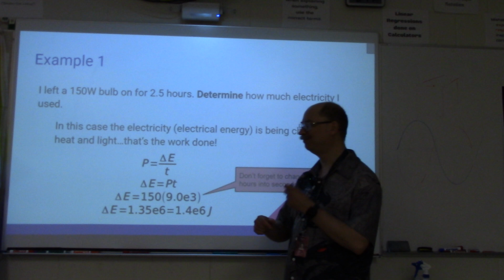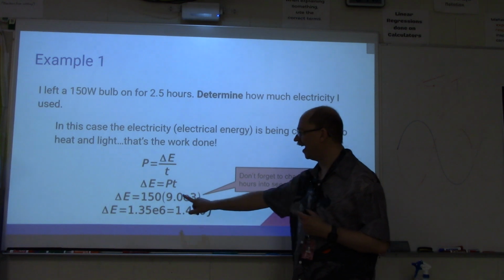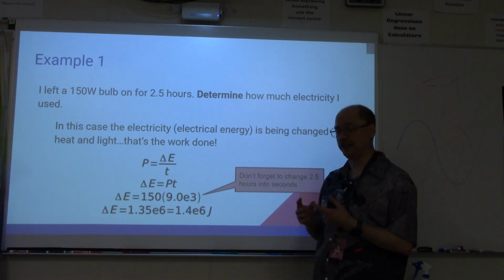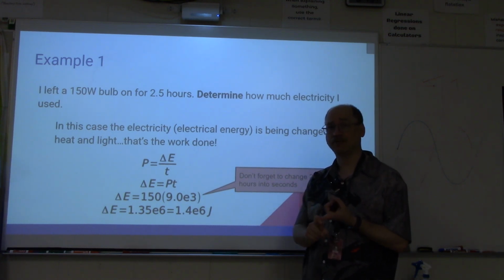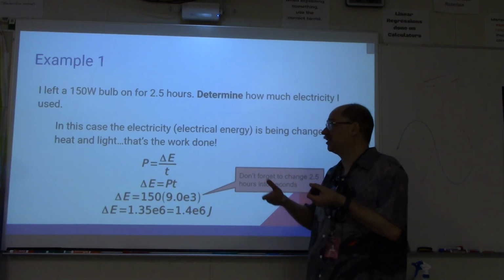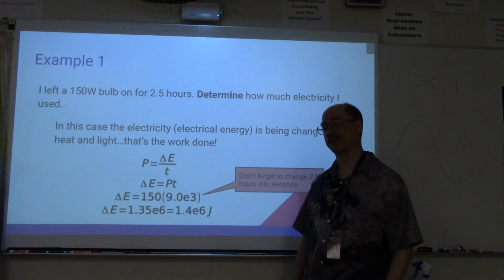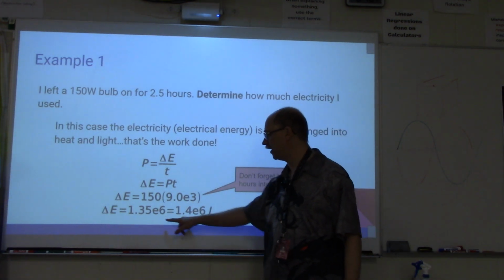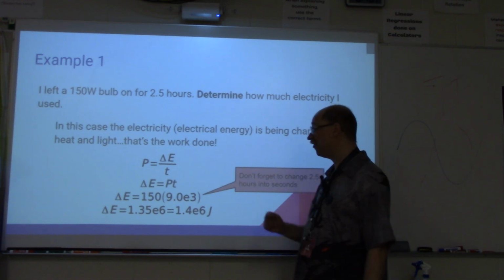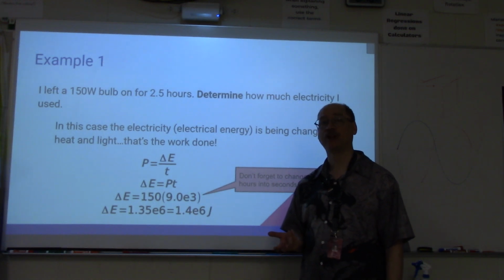So I take my formula, start plugging in my numbers. 150 watts just goes straight in. I did have to convert the 2.5 hours into seconds, which isn't a big deal. There's 60 minutes in every hour. There's 60 seconds in every minute. So I basically go 60 times 60 times 2.5. I can set up a quick little ratio for that, and I get 9,000 seconds. Multiply that all out, and I get, with sig digs, 1.4 times 10 to the 6 joules. That's 1.4 million joules of electrical energy used.